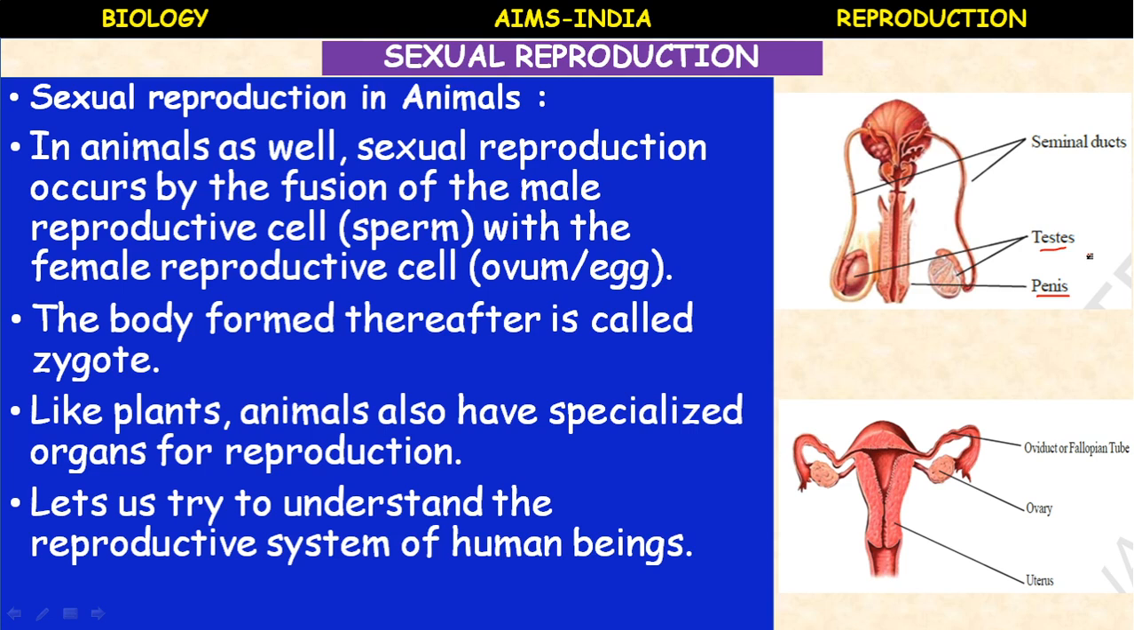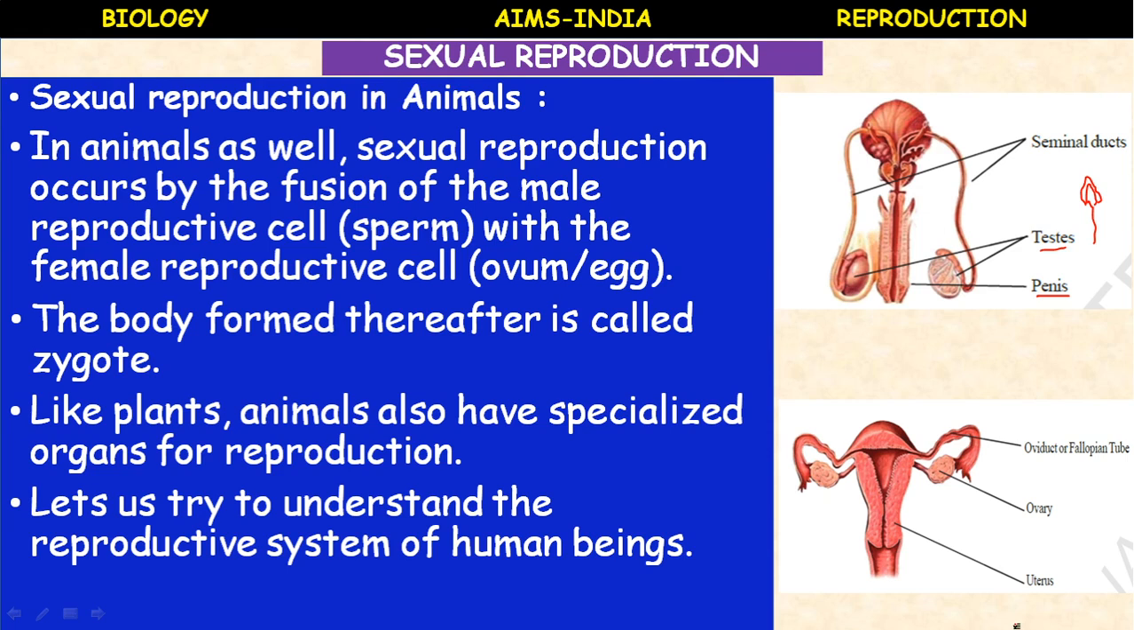The testes produce the male gametes called spermatozoa during the reproduction process. So these male gametes are called spermatozoa. Millions of sperms are produced by the testes. So this is a brief about the male reproductive system.